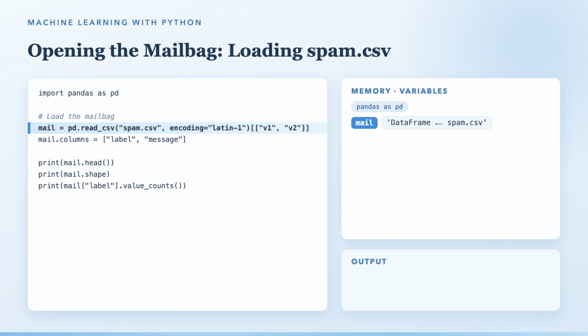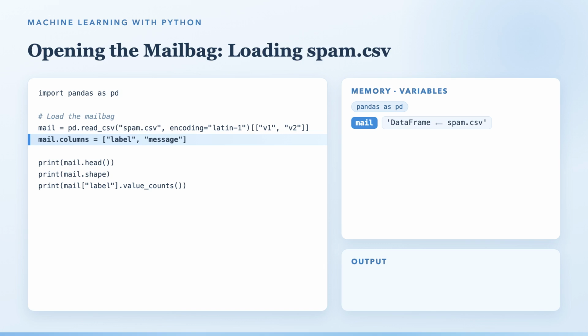You can already feel the difference, can't you? "Okay, Lar. Joking with you" only sounds like a friend. "Free entry to win" sounds like perfume. And value counts tells us something important. 4,825 genuine letters. 747 spam. Most mail is honest. Remember that number. It will matter later. It becomes our prior.